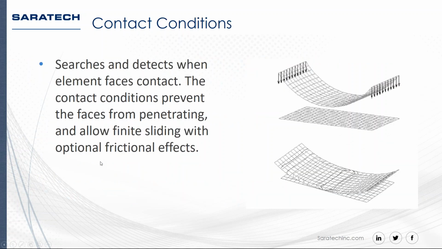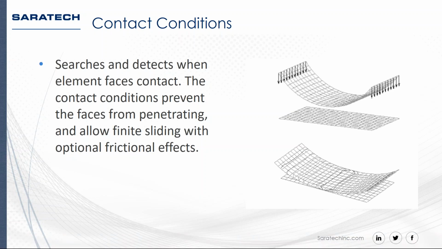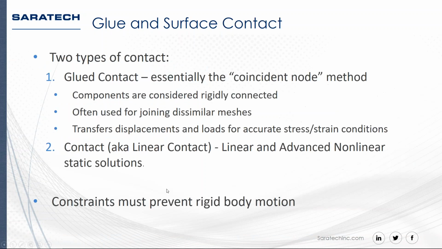So here's a quick representation of contact and how it's defined. The contact solution searches and detects when a pair of element faces actually come into contact, and the contact conditions prevent the faces from penetrating each other. But it does allow some finite sliding, and you can also add friction here as well. There are two types of contact that we're talking about here in Femap with NX-Nastran.